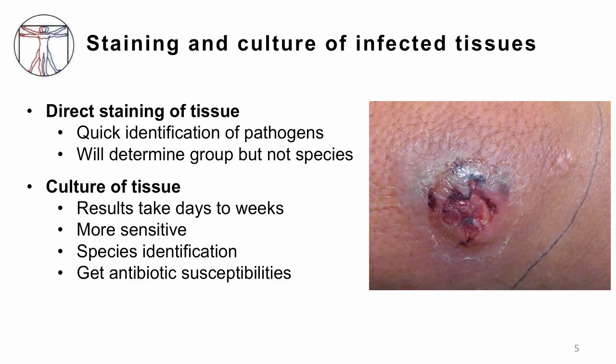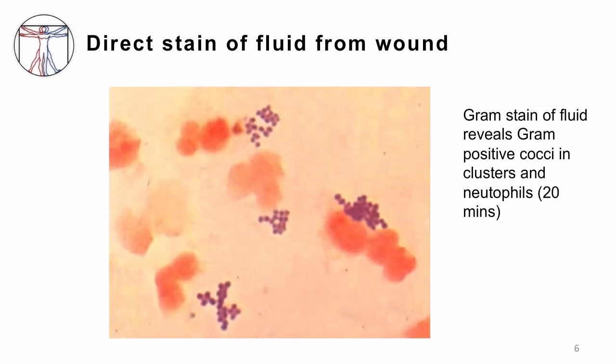You can also do culture of tissue, and that, as I said, is really much more helpful. It'll allow you to identify organisms down to a species level and do antibiotic testing. However, it takes some time. It may take 2, 3, 4 days before you actually know what species of pathogen it is and which antibiotics might work. This is an example of a direct stain of fluid from a wound.